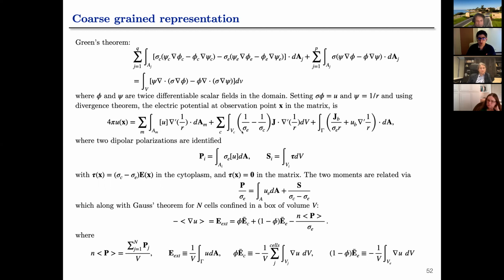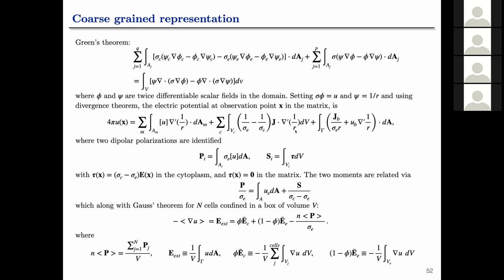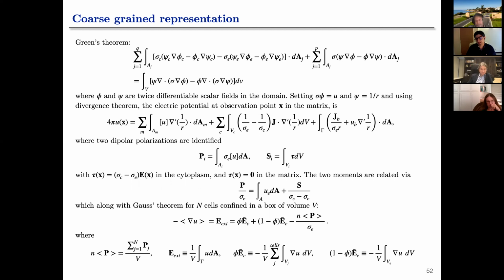By looking at the second integral, I identify that this is the volumetric polarization and the electric field associated with that. And if you have this, then the dipole moment corresponding to this distribution is computed by this integral, where tau is the excess electric flux within the cell volumes, inside the cytoplasms.